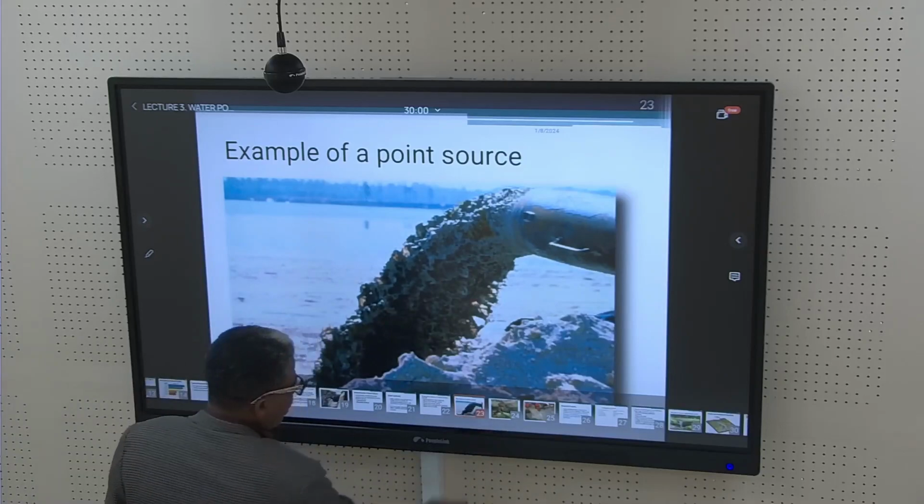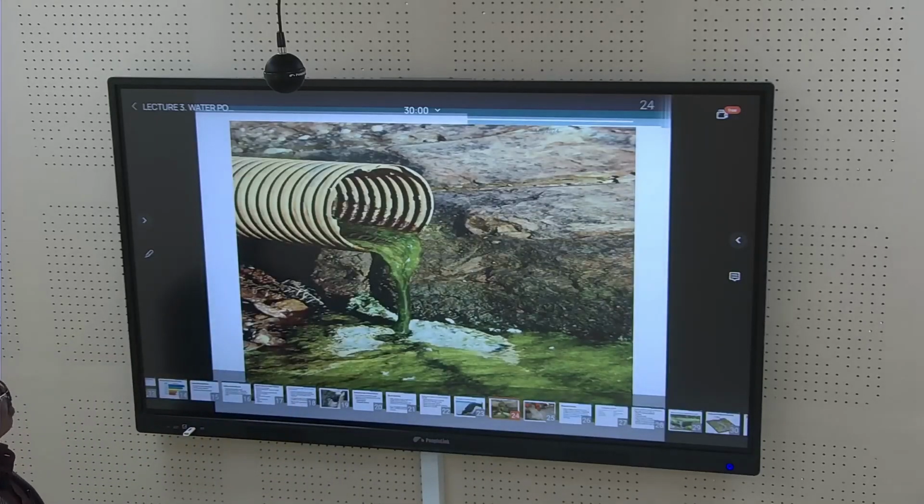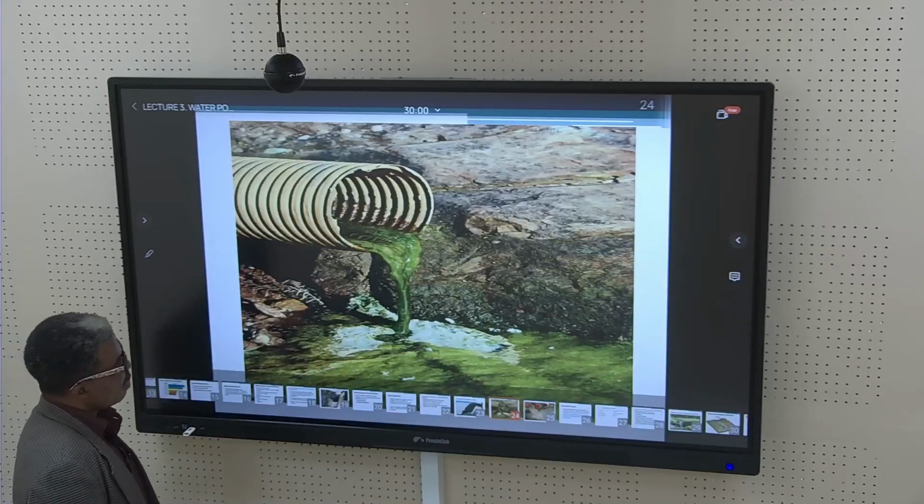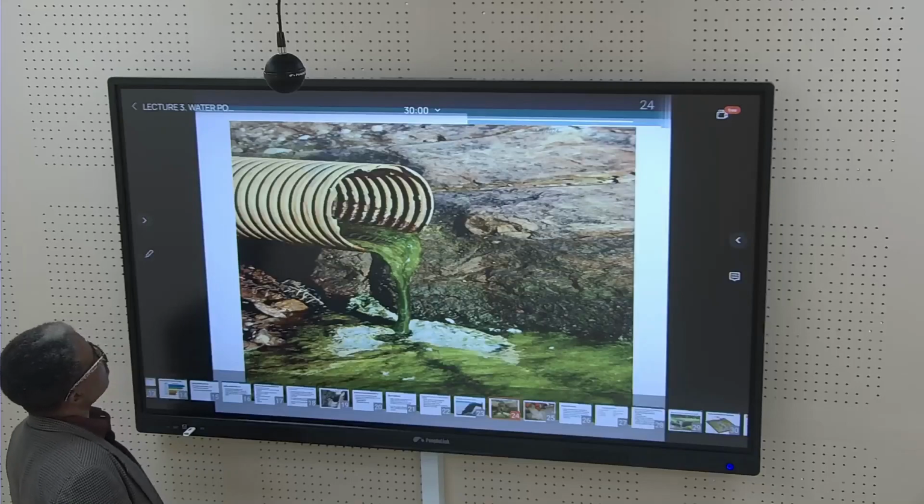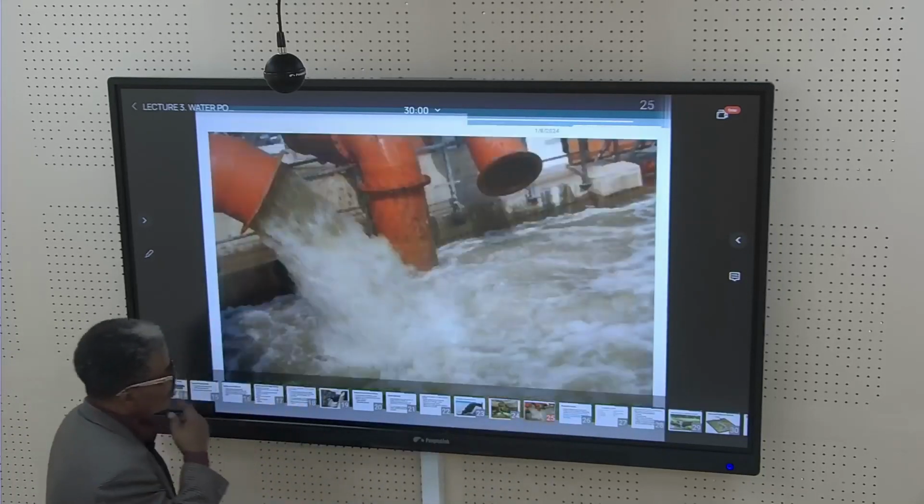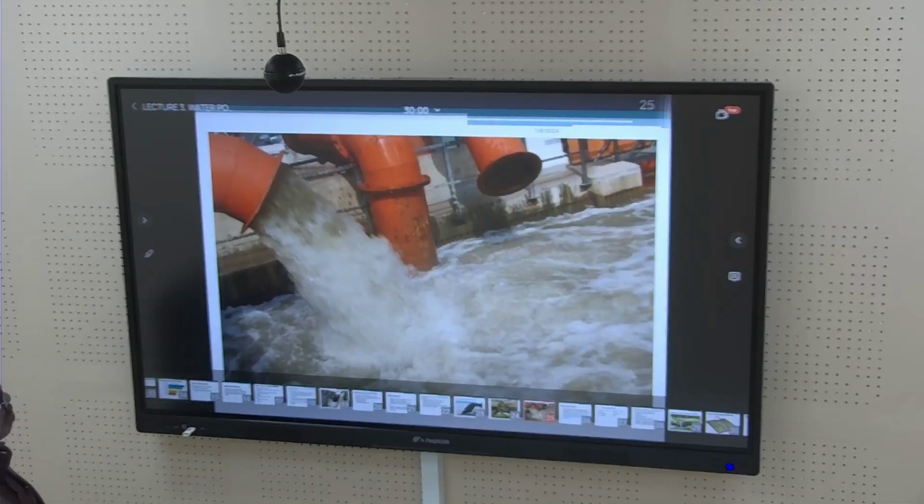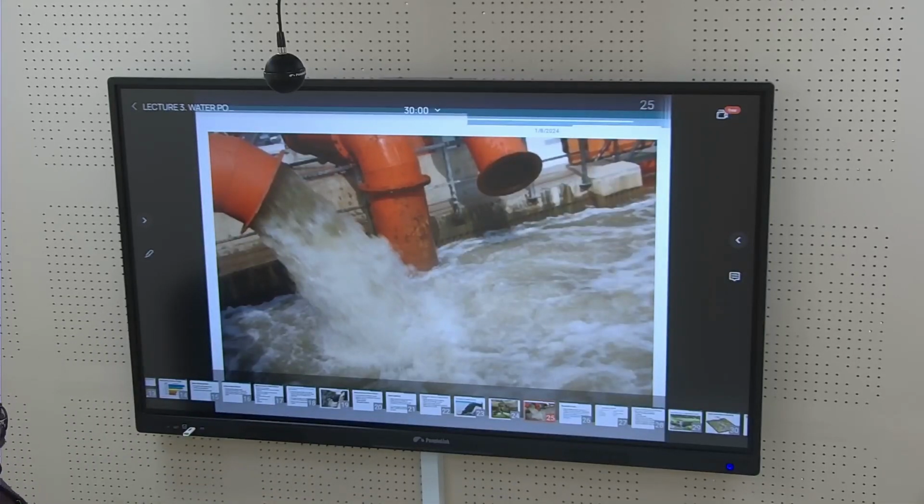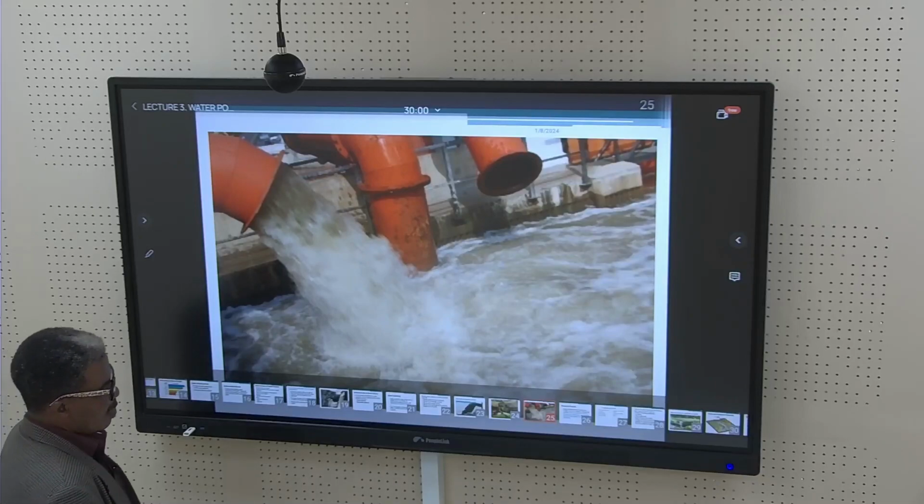Another one here, water from a point source giving out polluted water. Another example, several pipes giving out polluted water.